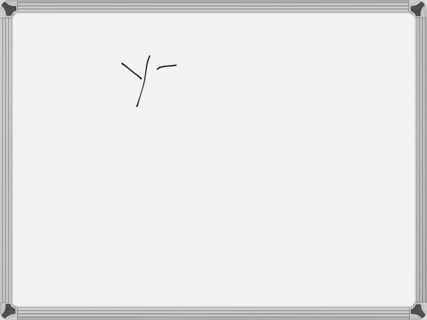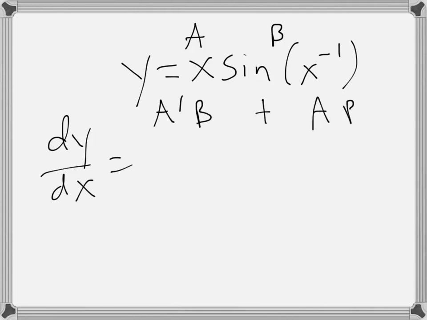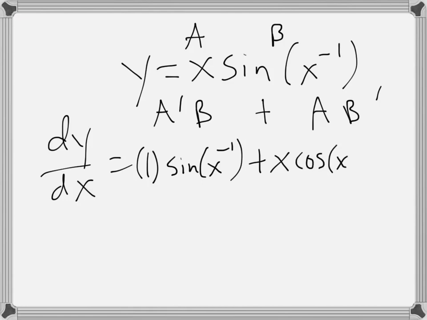So if y is x sine of x to the minus 1, then there's my a and b. And so I want to say dy dx is a prime b plus ab prime. So a prime was 1, and b is sine of x to the minus 1. And then a was x, and b prime was that thing we found with the chain rule, cosine of x to the minus 1 times minus x to the minus 2. So you could do some simplification there, but that answer's fine.